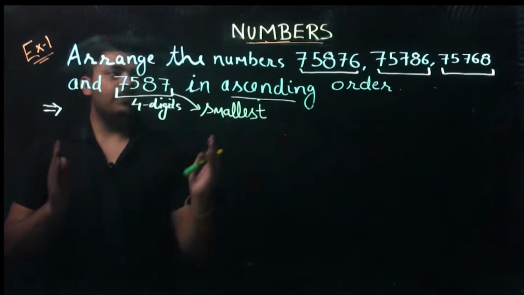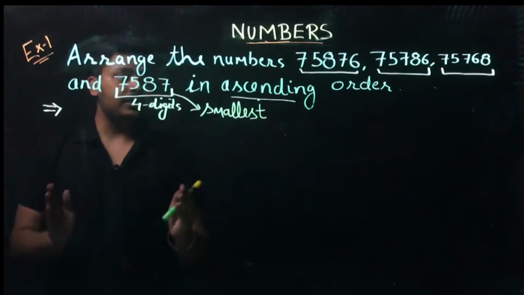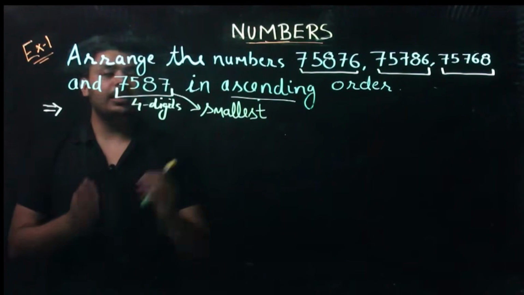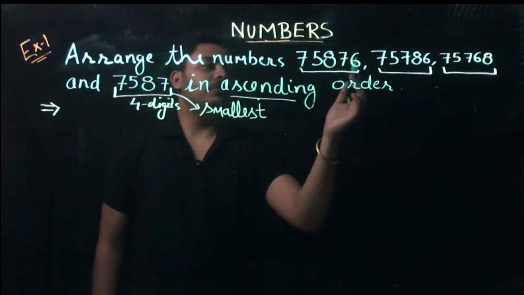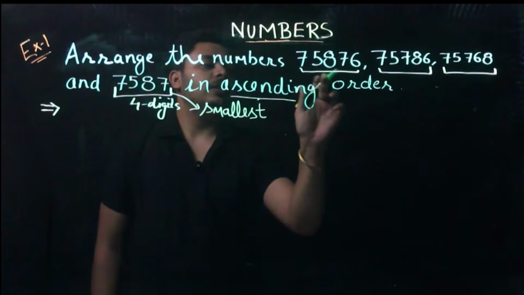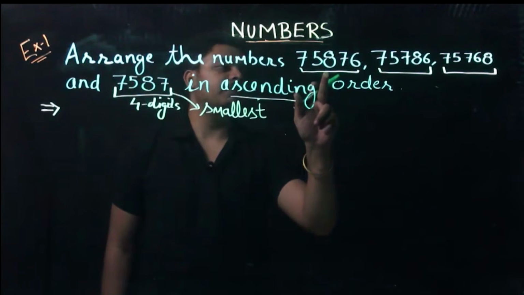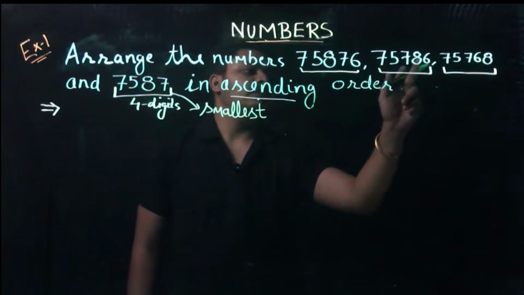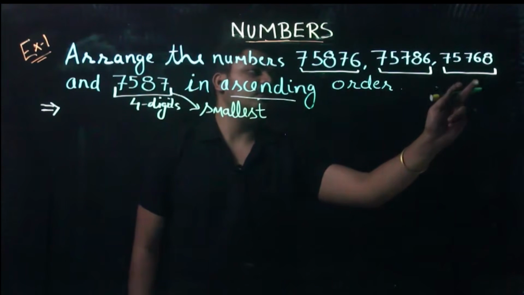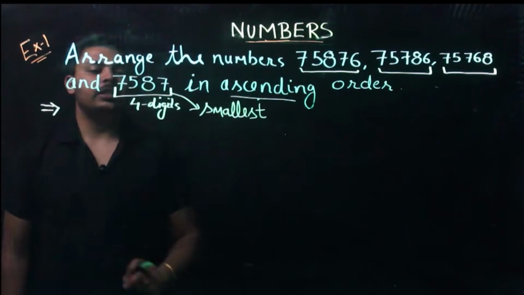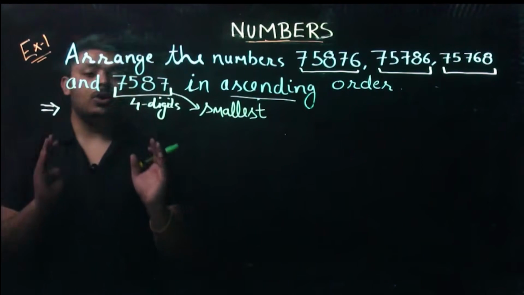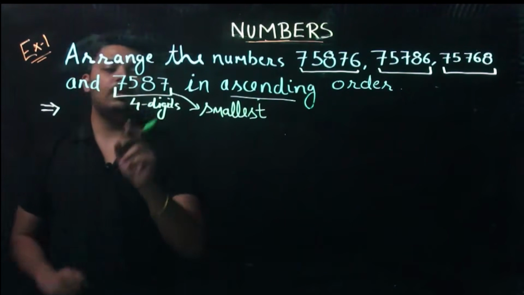So let's first try to count the number of digits in each number. From our first number, we get number of digits is equal to 5. There are 5 digits in our first number. In our second number, there are 5 digits, and in our third number also there are 5 digits. But our fourth number has only 4 digits. So we can say our smallest number is our last number.